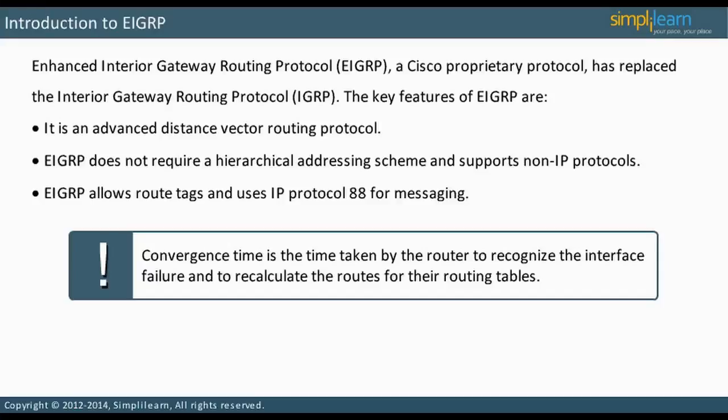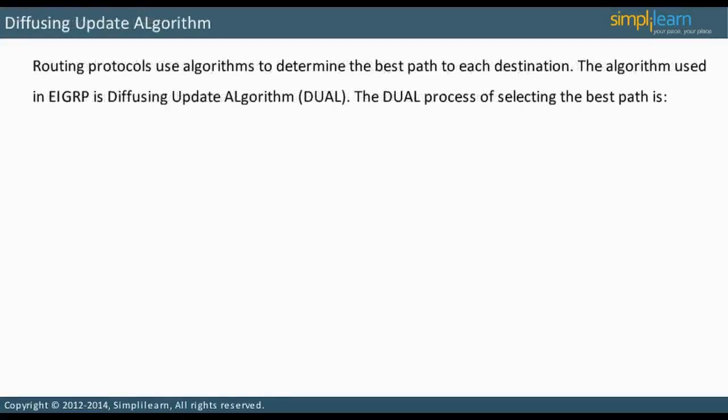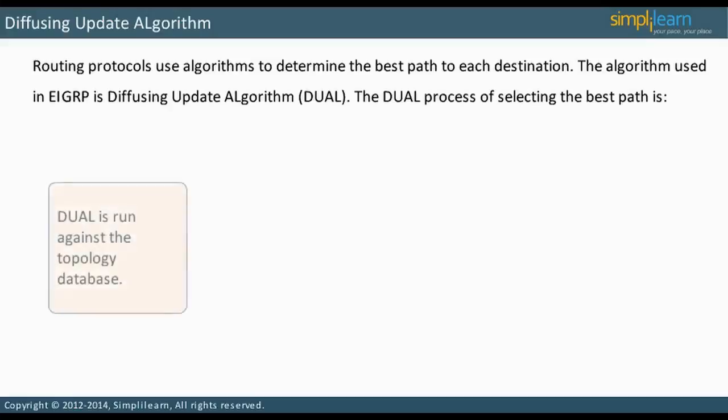Let us now look at the algorithm to determine the best path. Diffusing Update Algorithm. All routing protocols use some type of algorithm to determine the best path to each destination. What is considered the best path depends on the metric used as well as the algorithm. The algorithm used in EIGRP is Diffusing Update Algorithm, DUAL, developed by Dijkstra. DUAL is run against the topology database to determine the best path and to rank backups for the path.